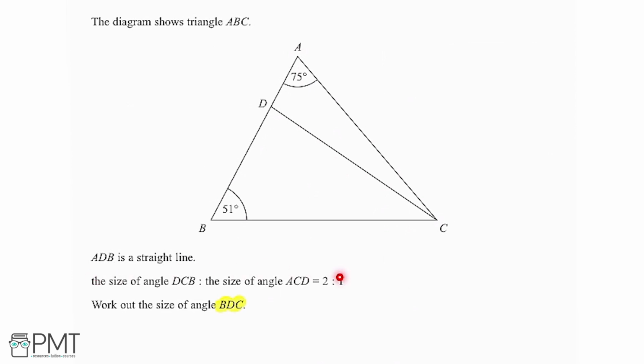Okay, so I'm going to focus in on this line first. So if I let, for example, this angle here be x, we know because of the ratio that this angle will be 2x. Okay, that's great. So we've used that line for the minute. Now the other bits of information we've got: we know that ADB is a straight line, and the angle we want to work out is BDC, so this one up here. So this is the angle that we want to work out.